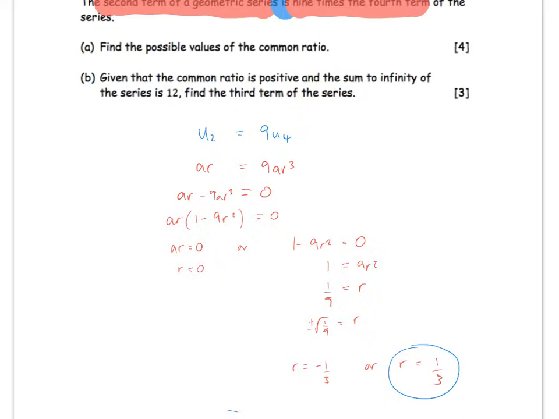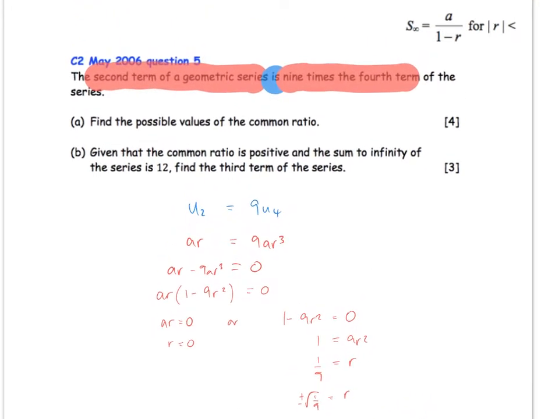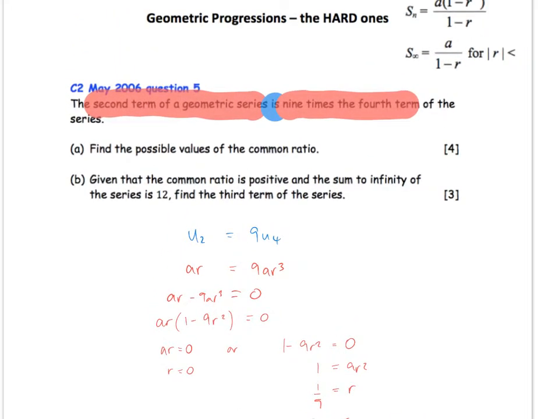And find the sum to infinity of the series. Oh, it says the sum to infinity of the series is 12. Find the third term of the series. So try and make sure you answer the question, because I'm terrible at this bit. Don't actually answer what it said.